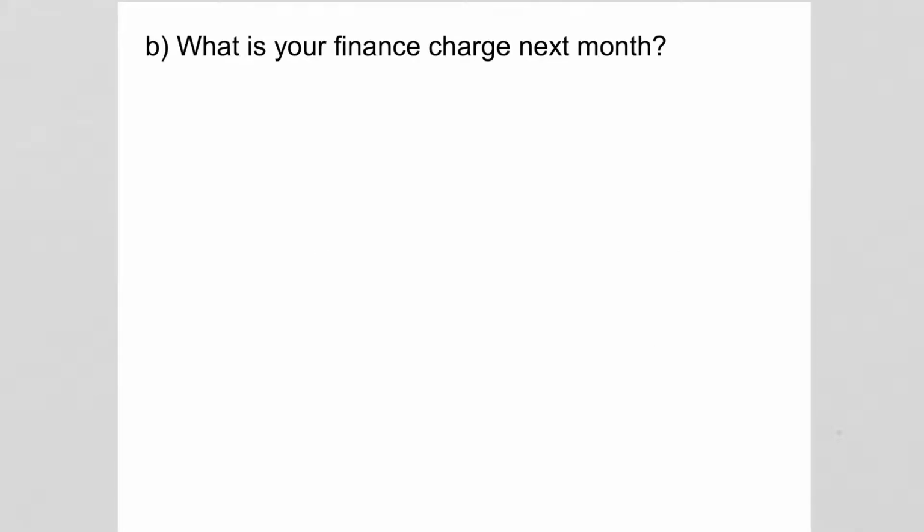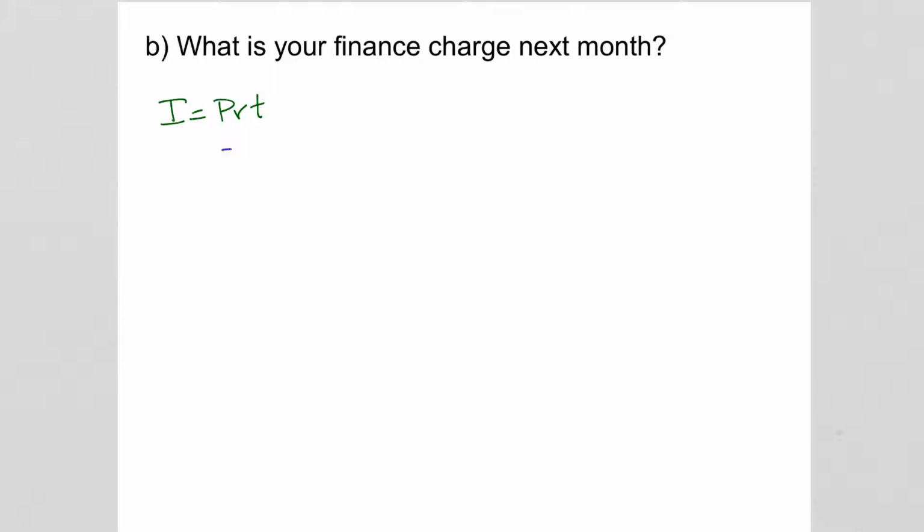What would your finance charge be the next month then? So, I equals PRT again. Only this time, your principal is $569. The rate is still 0.18 and T is still 1 divided by 12. So you've got a little bit less of interest for the next month, $8.54.